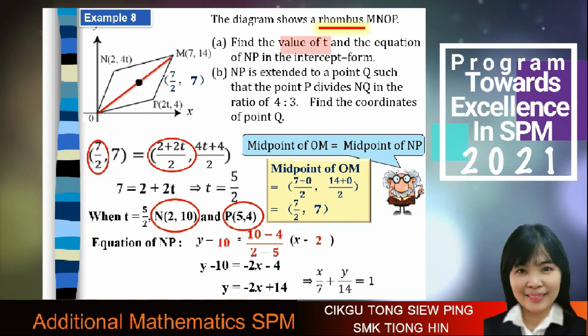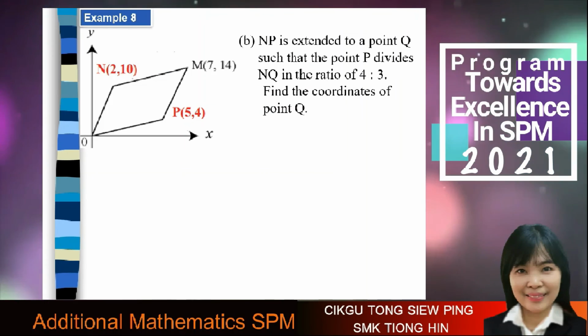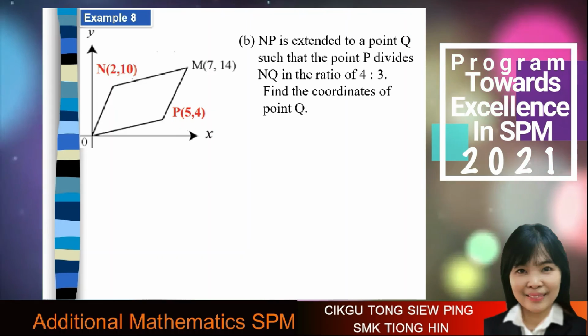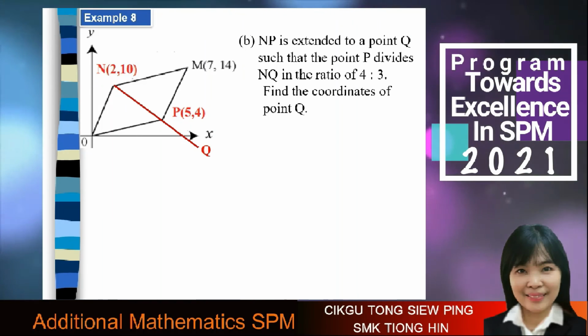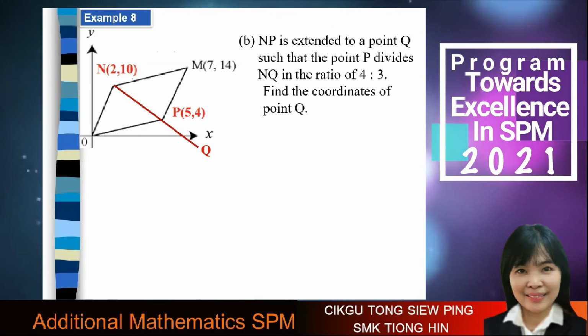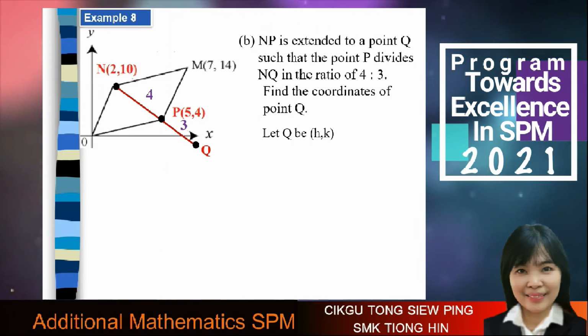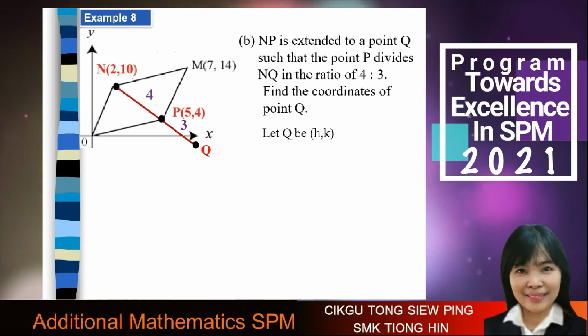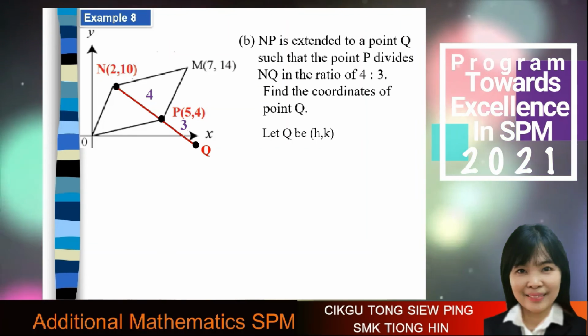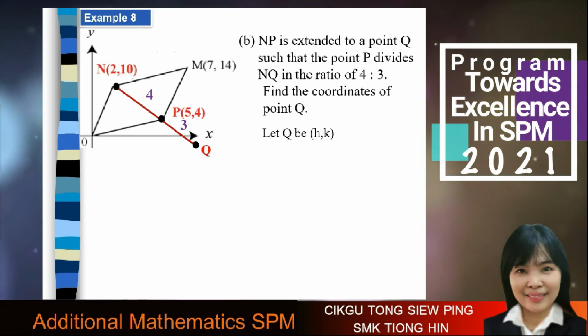We solve part B now. NP is extended to Q such that the point P divides NQ in the ratio of 4 to 3. So, we want to find the coordinates of point Q. We let the point Q be h and k.